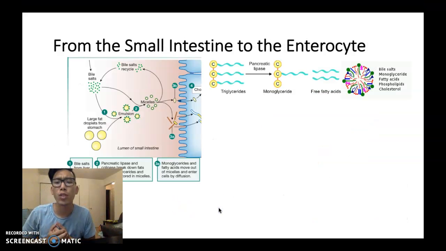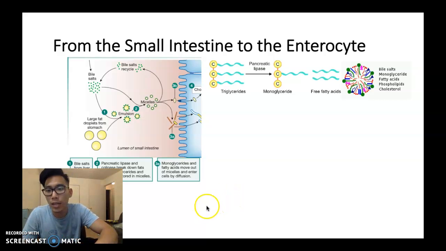Okay, now that I've given you the background information of all of the necessary structures, it's time to really go and dig deeper into fat absorption. So this slide showcases fat absorption from the small intestine to the enterocytes. And what we see here is that the bile salts will attach onto the surface of the large fat droplets from the stomach, and will emulsify them into smaller particles.